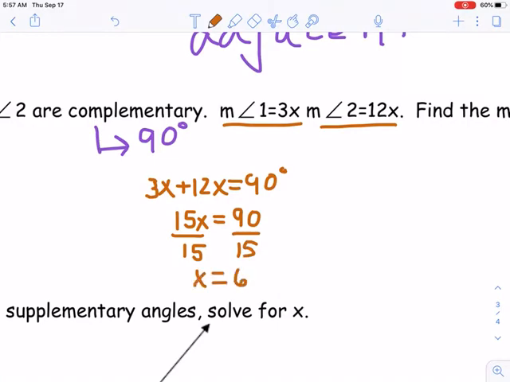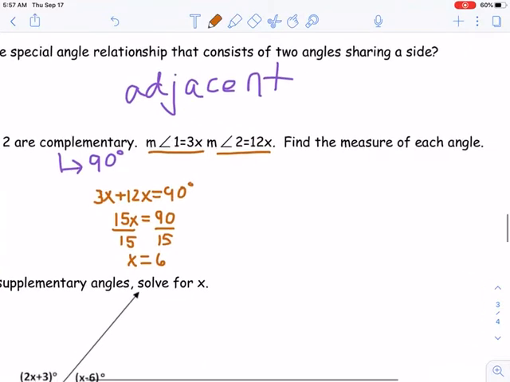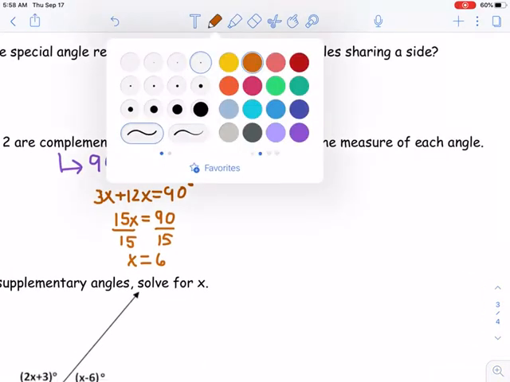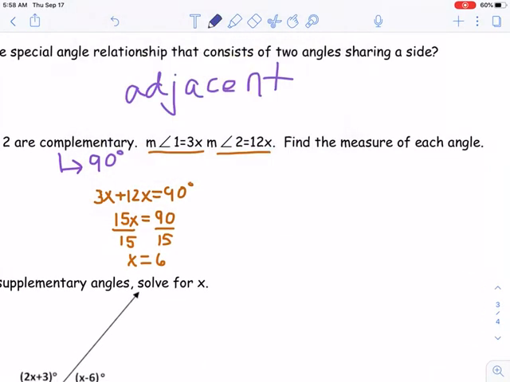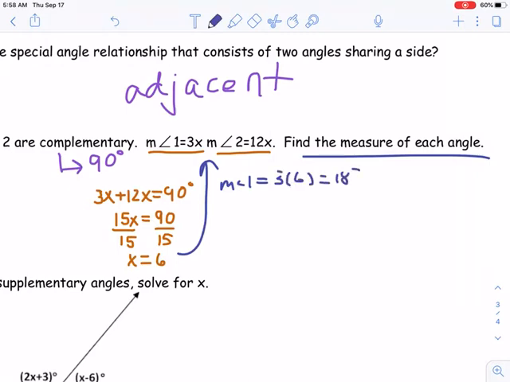And then a huge life skill to have, it's a lot harder than you think, is to find the measure of each angle. So measure of angle 1 equals 3 times 6, or 18 degrees. Measure of angle 2 equals 12 times 6, also known as 72 degrees.